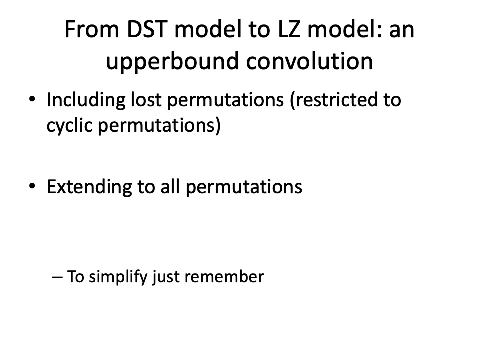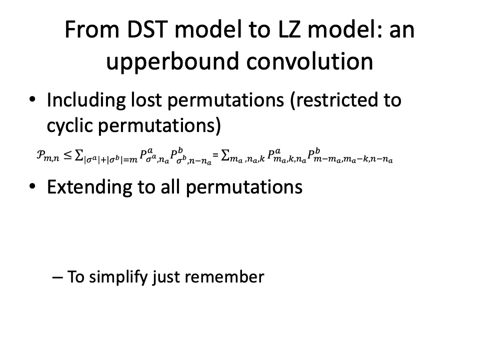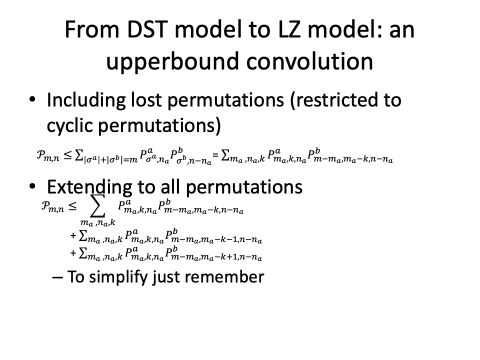If we want to include the lost permutations, the unfeasible permutations, we will get, if we restrict to cyclic permutations, the following inequality. I say cyclic permutation because I consider permutations where the tail symbol of the last phrase is the first symbol of the first phrase. If I include all permutations, including the side effect of the first and last phrase, I will have three terms. To simplify, all these terms are just similar modulo translation of 1 or minus 1 or plus 1. We can just remember that the calligraphic PMN is just smaller than three times the following convolution.